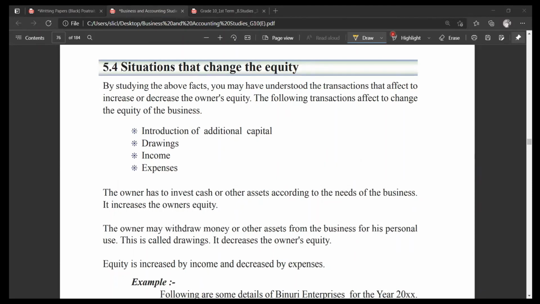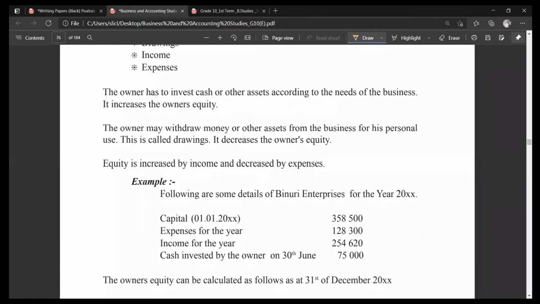The parents need money for the household, so they will definitely take some money from the business, right? Those are known as drawings. Equity is increased by income and decreased by expenses. I hope you have learned something new today, right?